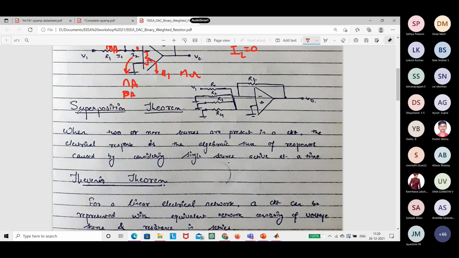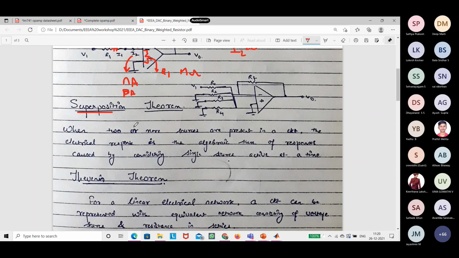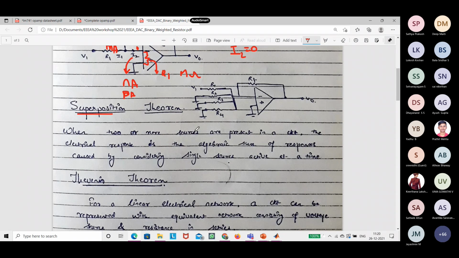Then the superposition theorem. When two or more sources are present in a circuit, the electrical response across any electrical component is basically the algebraic sum of the responses caused by considering only a single source at a time.